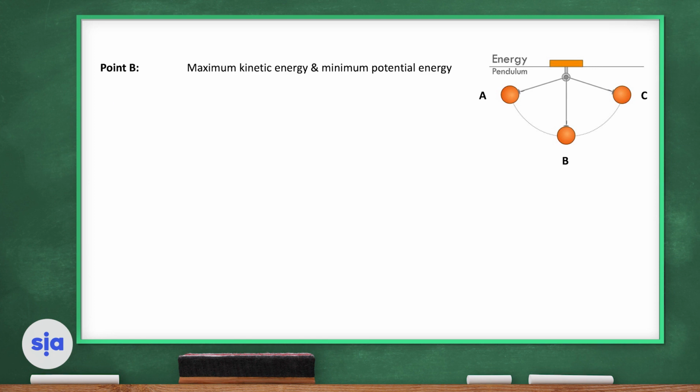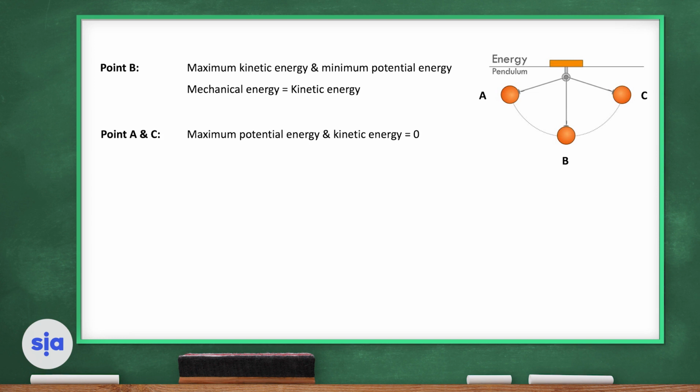Can you see this picture? In point B, which is the rest position, here is the maximum kinetic energy, because we said the maximum speed, and minimum potential energy. The mechanical energy here at point B is equal to its kinetic energy. At point A and C, when the pendulum is going far right or far left, this is the maximum potential energy, and the kinetic energy is 0. The mechanical energy at point A and C is equal to its potential energy.